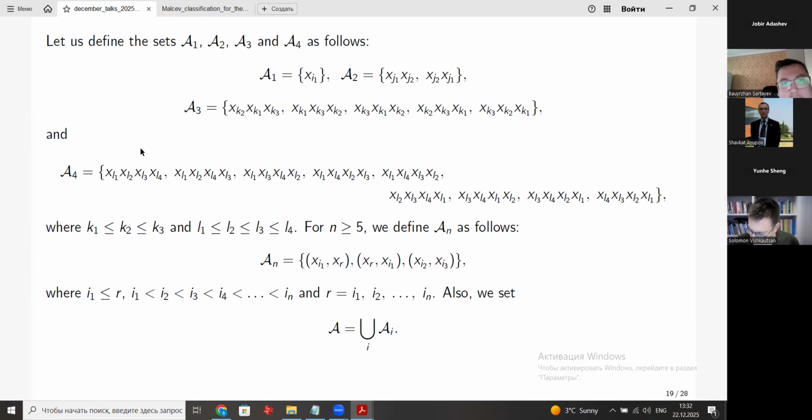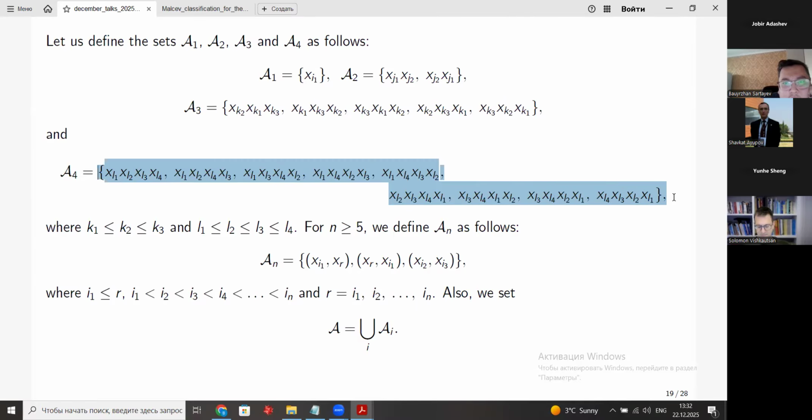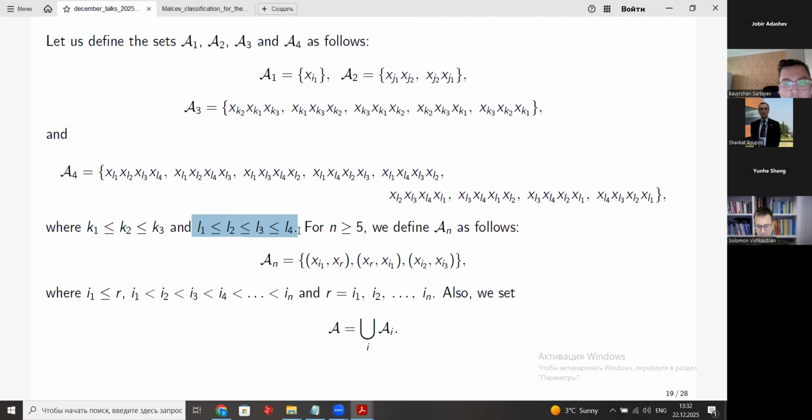Now, let us define the sets A1, A2, A3, A4. We define the sets as follows. A1 is just the generators, A2 is just these pairs, and there are no conditions on these indices. Now we define the set A3 in this form, and for the indices we define the following condition. And A4 we define as follows: this is the set with four indices, and we define the following condition.